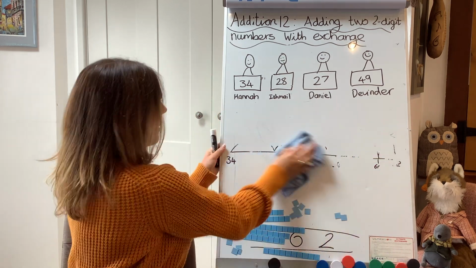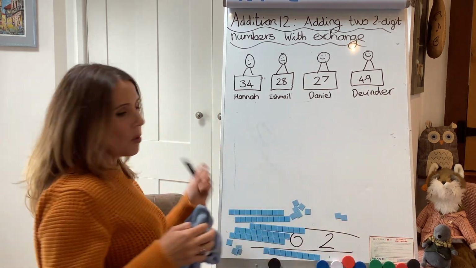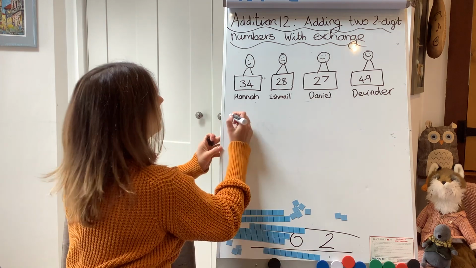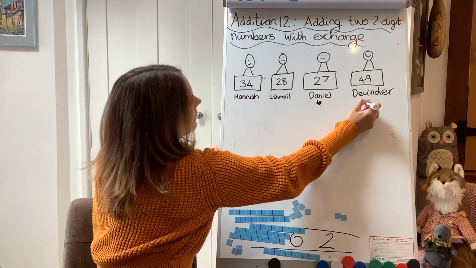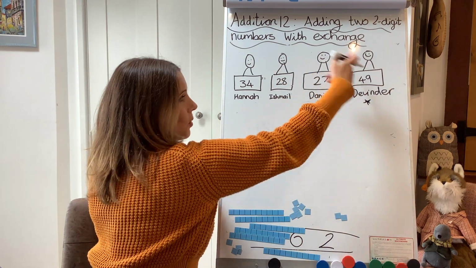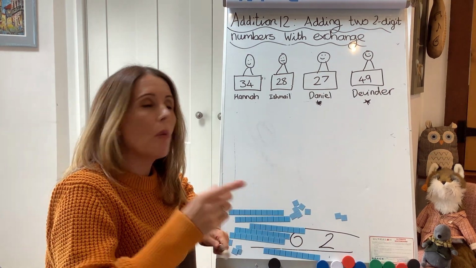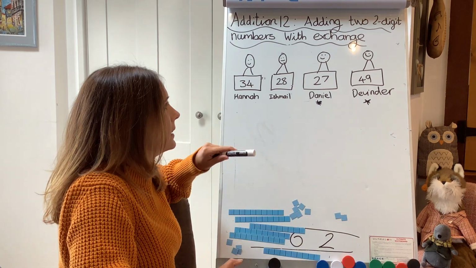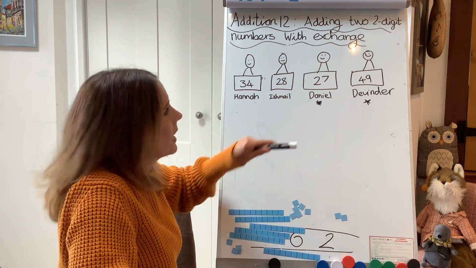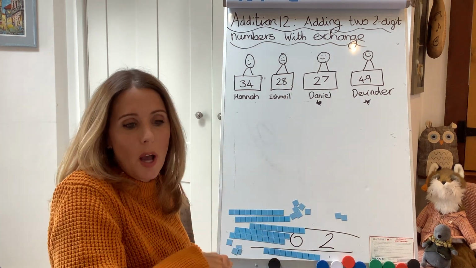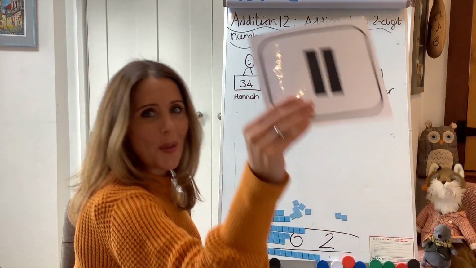So this time, I want to know the combined score of Daniel and Devinder. What have they scored in total? So add that together, think about what number you're going to start with, and do you need to make an exchange in your ones column? Off you go. Pause it and have a go at that one.